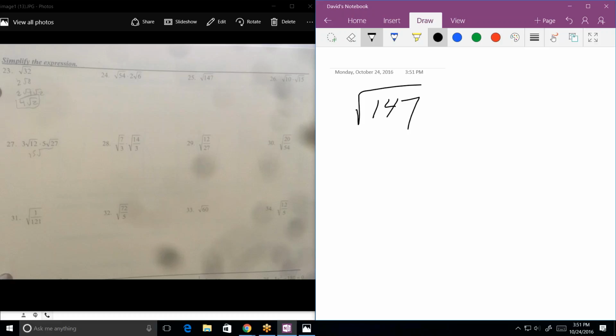But the reason you know it's divisible by 3 is because the digits add up to a number that is divisible by 3. They add up to 12: 1, 4, and 7. So the moment they add up to 12, you know it's divisible by 3. Well, if you divide that by 3, what do you get? You get 3 by 49. And that, of course, becomes 7 root 3.